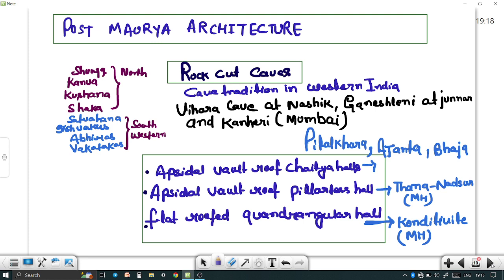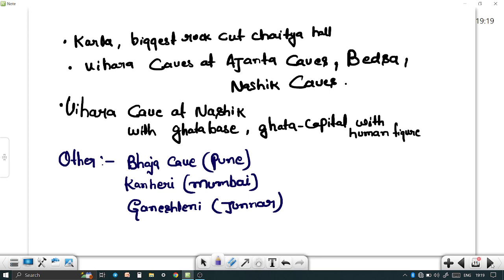This type of hall or cave is found in Pondivite in Maharashtra. The second, the pillarless hall, is found in Thana Nagsur in Maharashtra. Now the first type is found in the Pitalkhora, Ajanta and Bhaja caves. These caves basically belong to the post-Maurya architecture. Now, Karla Cave has the biggest rock-cut chapter hall. It was excavated and decorated with human and animal figures.